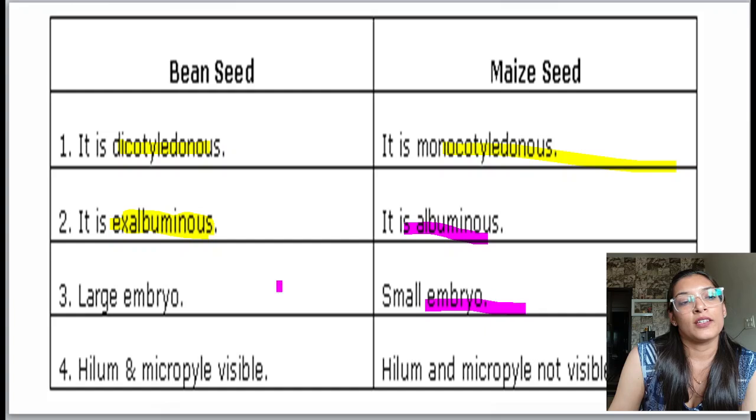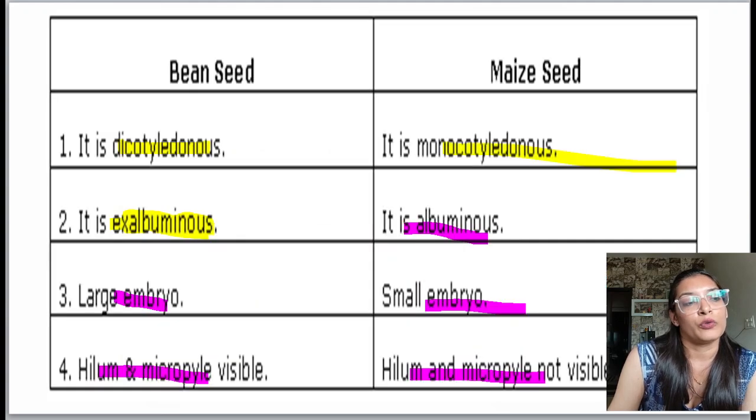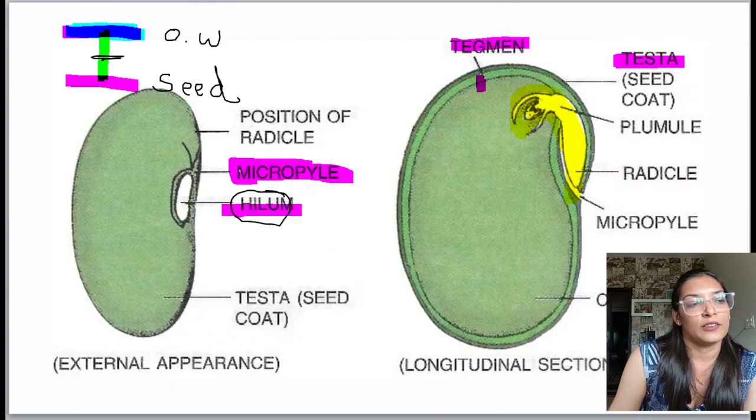Alright, a small embryo is present in maize, here it is large. Here hilum and micropyle are visible, and in maize seed hilum and micropyle are not visible, and in fact the outermost layers, seed coat and fruit wall, are fused. Alright, but here you can see that a double layered seed coat was present.